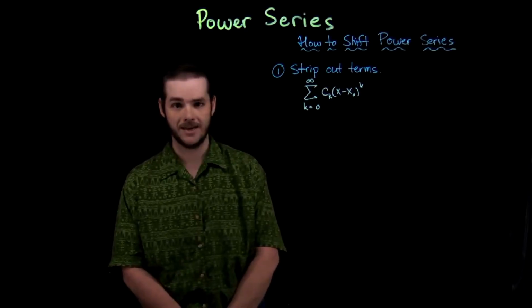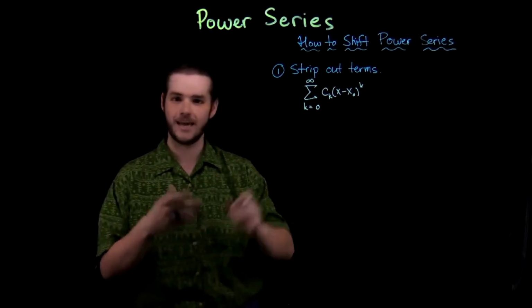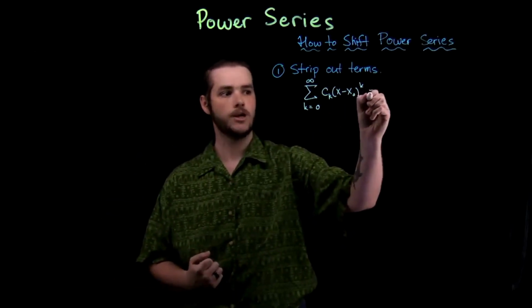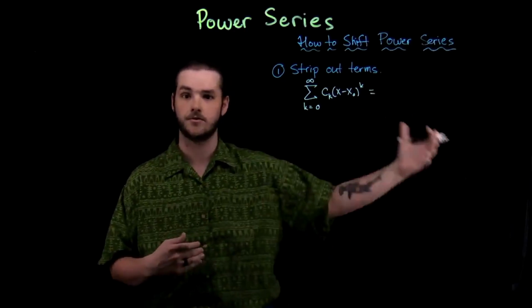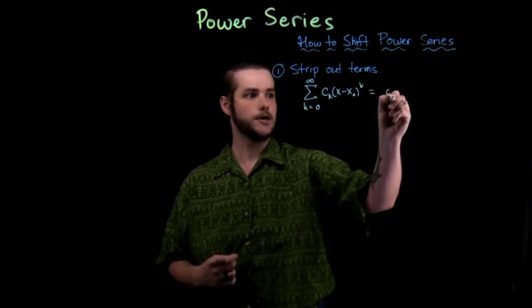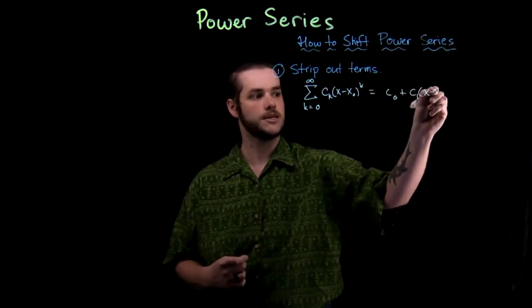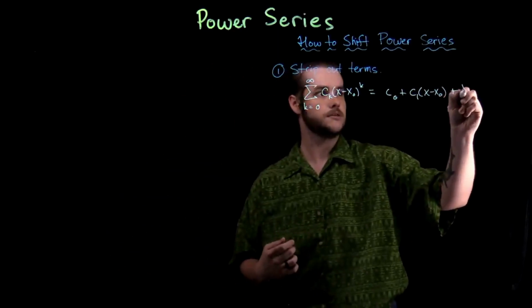One way that I can do that pretty easily is by just stripping out some terms. Let's say I wanted to strip out the first two terms of this power series here. Well, what I mean by that is explicitly write out the first two terms and then leave the series alone from there. So when I plug in 0, I just get C0. When I plug in 1, I get C1 times x minus x0. And now I'm left with the rest of the series.